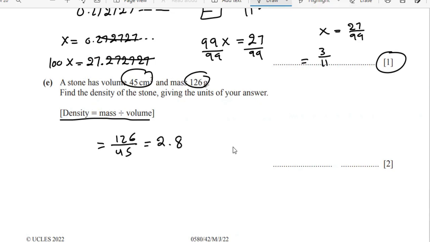2.8. Now don't forget to give a unit for your answer. So again, this number up here is the mass, and it's already in gram. So gram, and the number down is the volume, which is centimeter cube. So we can say gram per centimeter cube. So I will write the answer here, and I'll write the unit there. So it will be gram per centimeter cube.